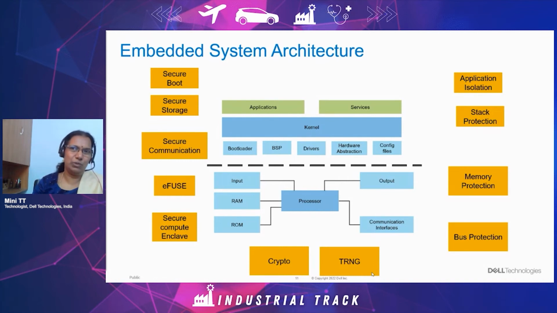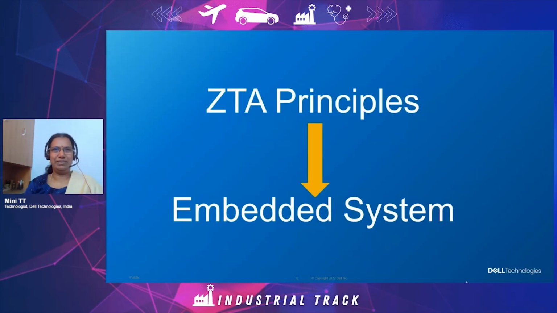Considering that this is what is going to be the embedded systems architecture from a hardware as well as a firmware point of view, let us see how the principles which we spoke just before, that's the zero trust architecture principles, what mechanism can be used for realizing or superimposing those principles into this kind of a system. Now let us see how these zero trust architecture principles can be applied onto an embedded system.